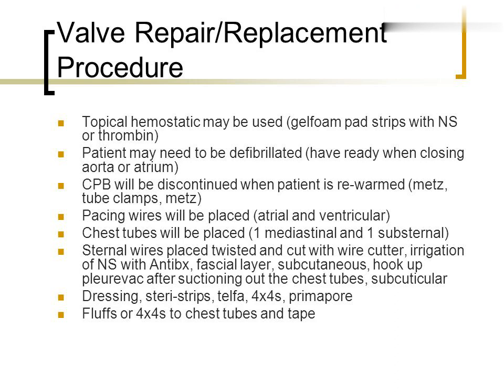Chest tubes will be placed, one mediastinal and one substernal. Sternal wires placed twisted and cut with wire cutter, irrigation of NS with antibiotic, fascial layer, subcutaneous, hookup, Plurivac after suctioning out the chest tubes, subcuticular. Dressing, steri-strips, Telfa, 4x4s, Primapore. Fluffs or 4x4s to chest tubes and tape.